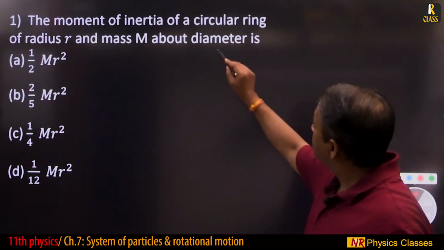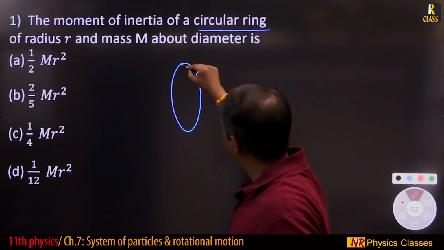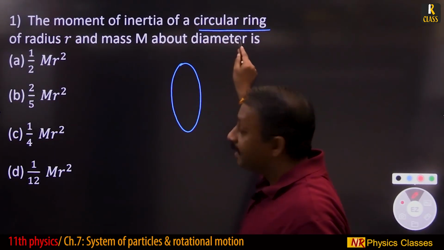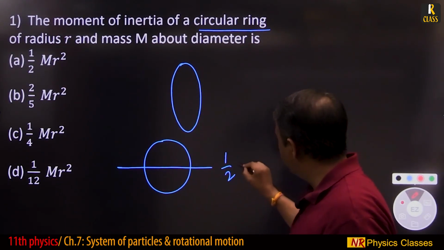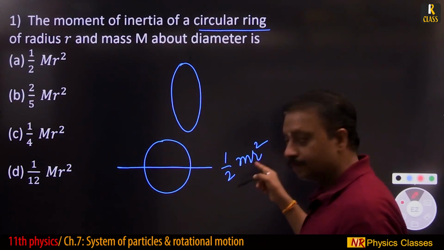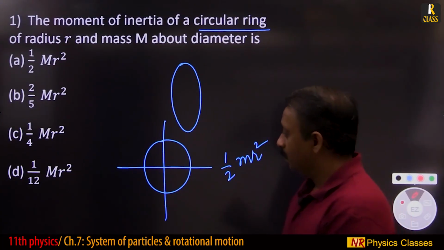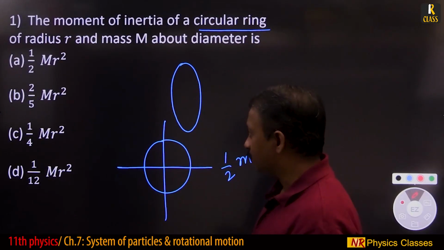The moment of inertia of a circular ring. It is a circular ring of radius r and mass m. About a diameter, the moment of inertia is half mr square. About this diameter, half mr square. About this axis perpendicular to the plane, mr square. Direct question.